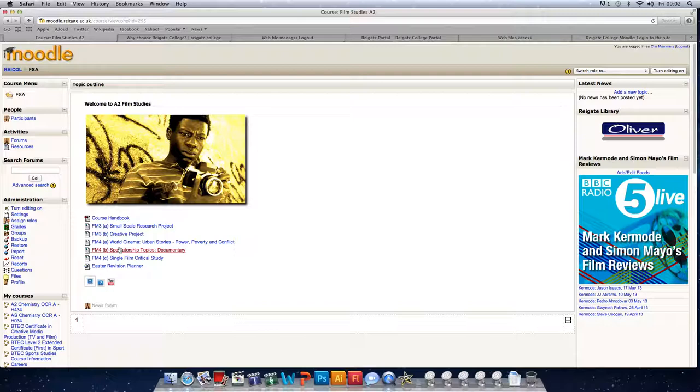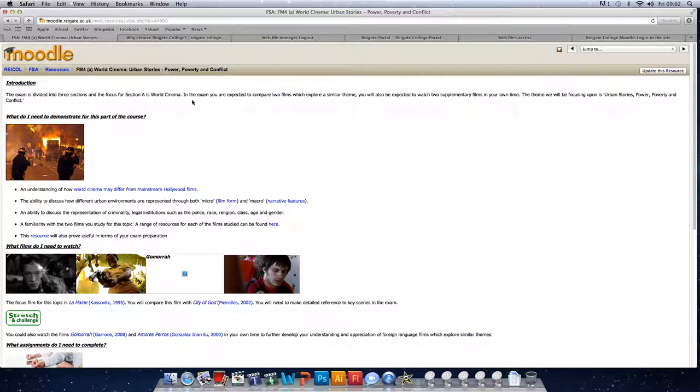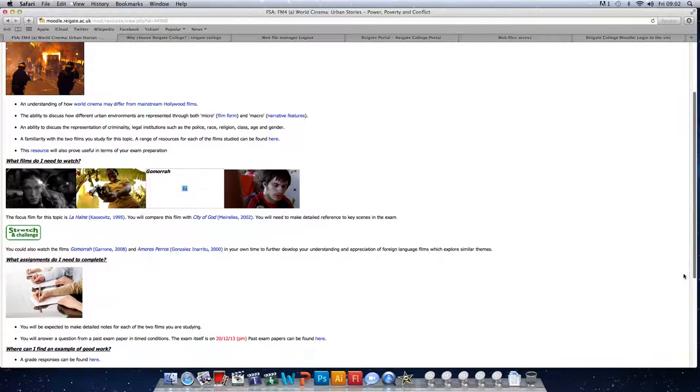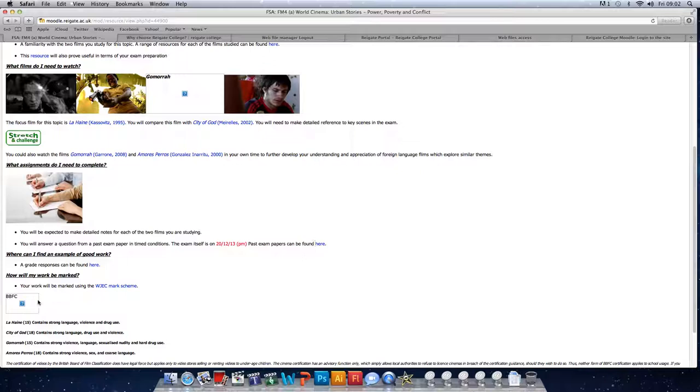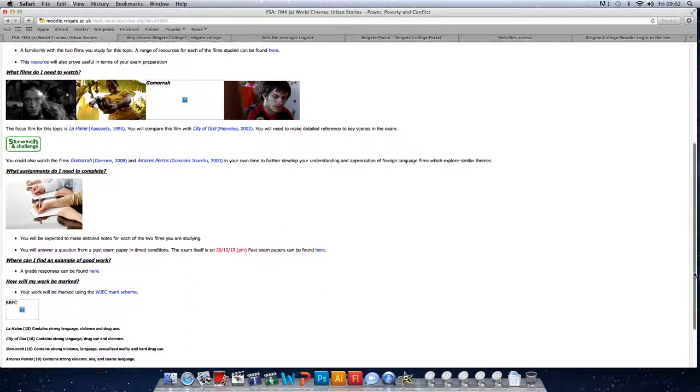But anyway, if you go on to FM4A, if you look on here, the format is pretty much the same for each page. You've got an introduction, which kind of puts each part of the exam into context. This tells you here what you need to demonstrate for each part of the course, what films you need to watch, and there are links to the films on eStream, stretch and challenge, and then also below here you've got past papers, you've got an A grade response, or a couple of A grade responses, and also the WJEC mark scheme. So essentially this should be a sort of framework for your revision, focusing on one aspects of each topic you're not familiar with.